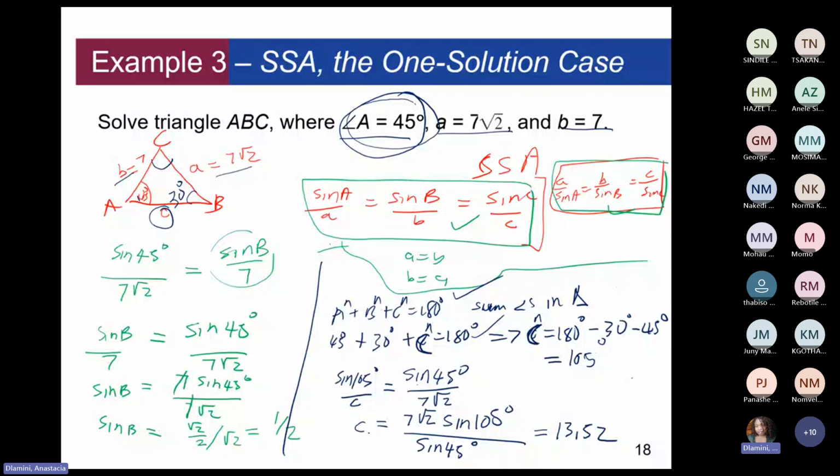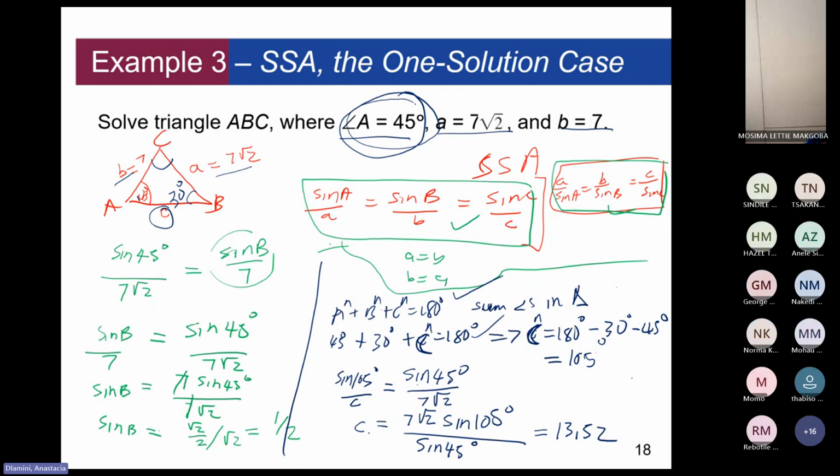Yeah. So now we have found a, we have found b, we have found c, and we have found angle A, angle B, and angle C. It means we have solved the triangle ABC. Is that right? Yes, ma'am. Good. So let's see the answers now.